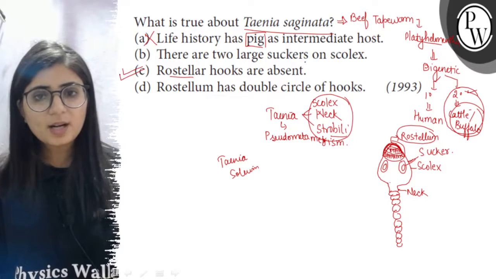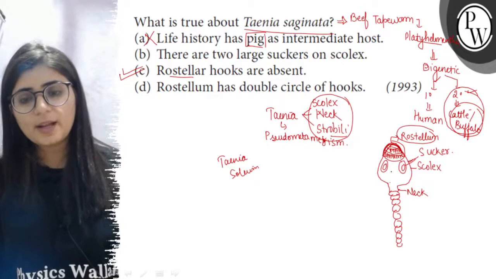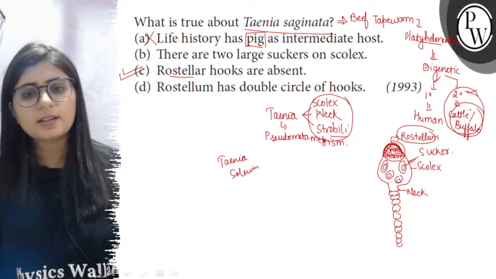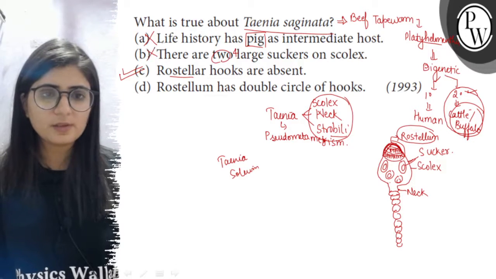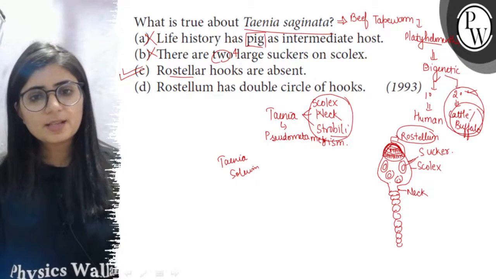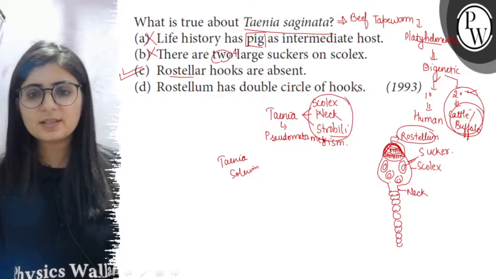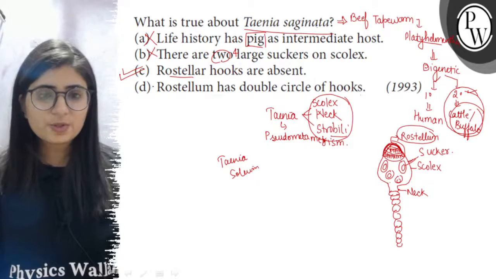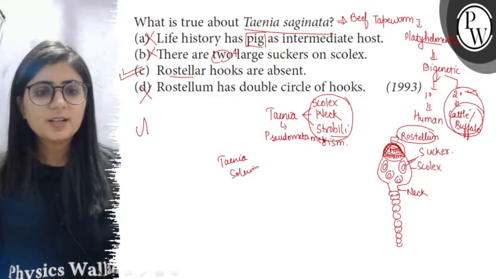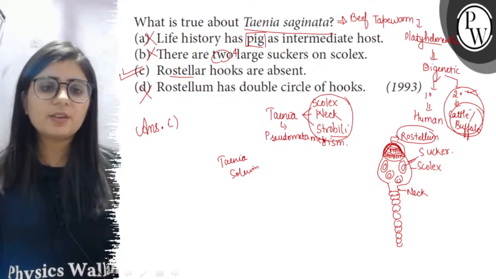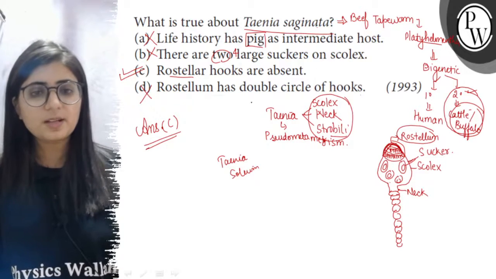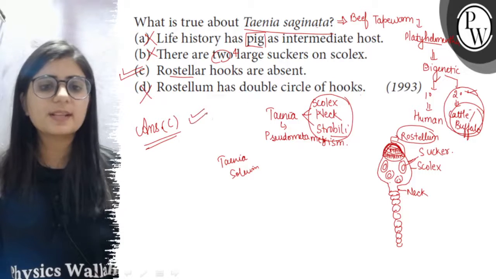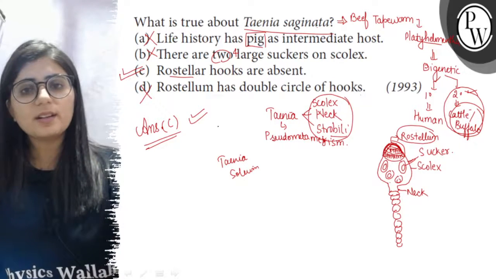Now it has two large suckers on the scolex, but actually it has four large suckers. So the number of suckers is actually 4. So it is false. Now, the rostellum has double circles of hooks. So this is wrong with respect to this species, because there is no rostellum in case of Taenia saginata. So the only right statement here with respect to Taenia saginata is option C. It means here there is no rostellum and no hooks. So option C is the right answer. I hope it is clear. All the best.